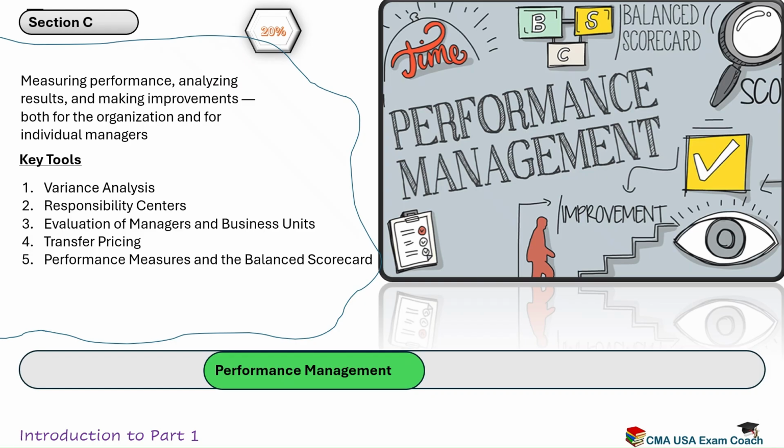2. Responsibility centers. A responsibility center is a part of the organization, like a department or division, for which a specific manager is accountable. There are different types: cost centers, revenue centers, profit centers, and investment centers. This system ensures that each manager is responsible only for the things they can control. For example, a factory supervisor may be responsible for production costs, but not for sales revenue. That's why he manages a cost center.